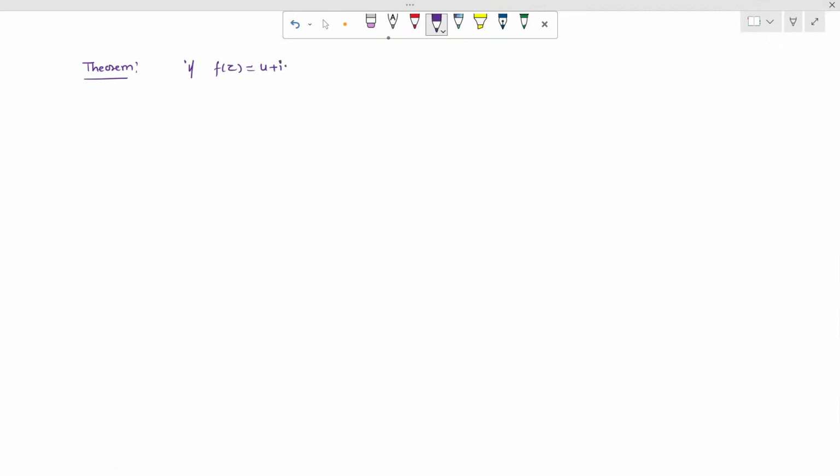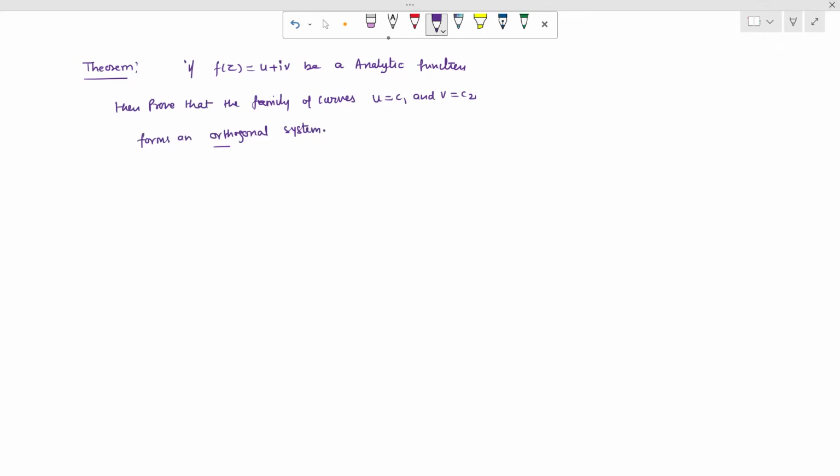f(z) = u + iv be an analytic function, then prove that the family of curves u = c1 and v = c2 forms an orthogonal system. अब orthogonal system means make the right angles.